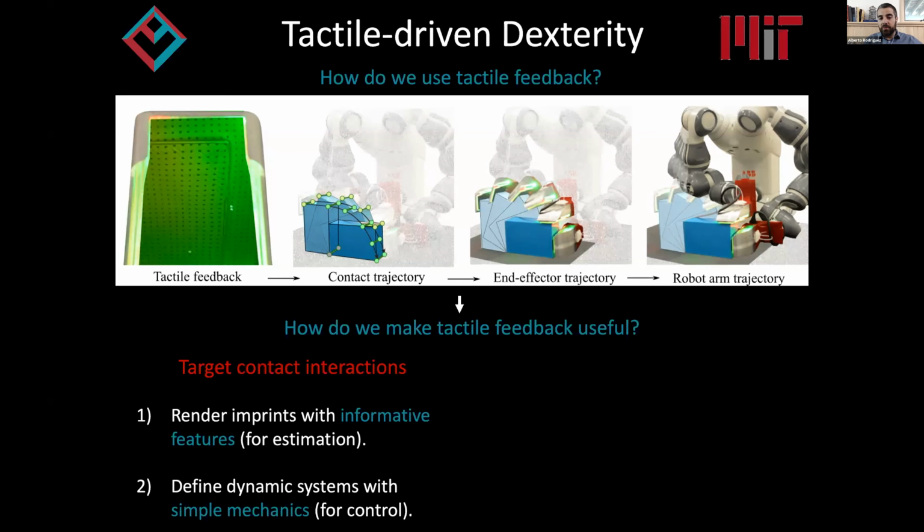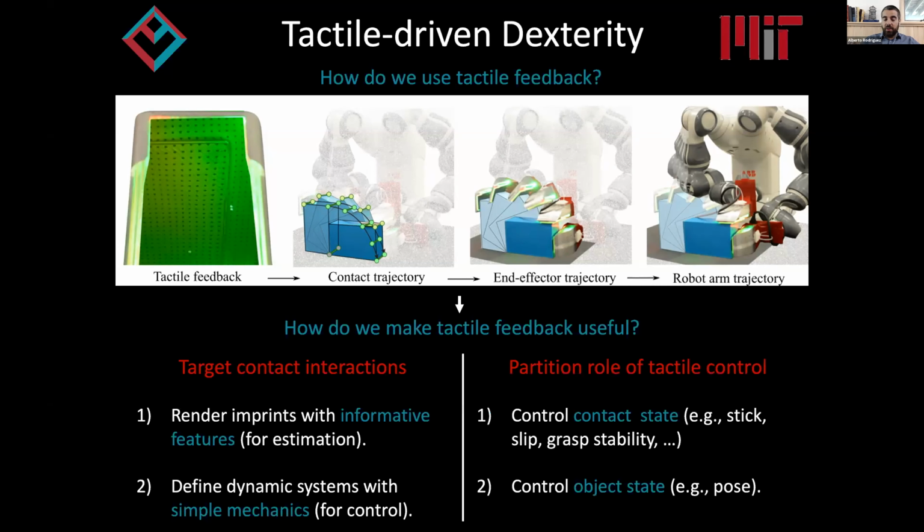Okay, so that's on one side. And then on the right-hand side, the second thread that I'll mention in the talk is the role that tactile actually plays in the control loop of the behavior of the manipulation system, and this idea of partitioning that role into two key goals. The first one being controlling the contact state.